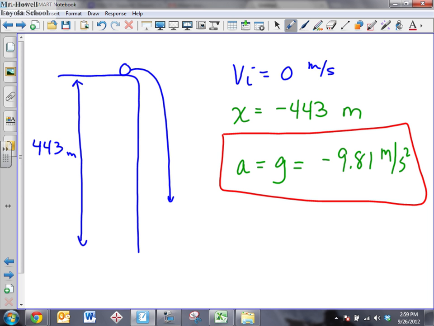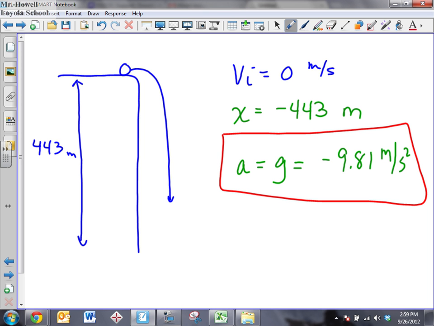All right, now, the problem starts by asking us to find the final velocity, right? How do you know the final velocity is what we're looking for? Good, when it hits the ground. And we are looking at a segment of this, from here to here.